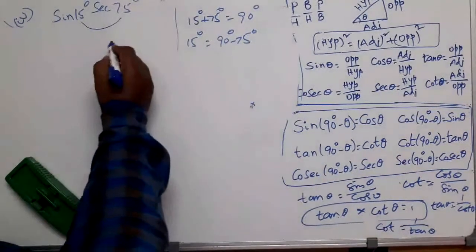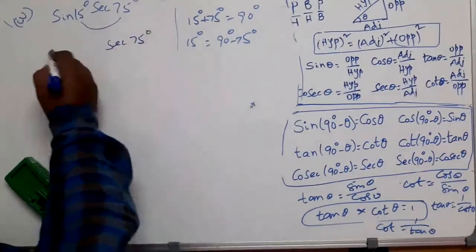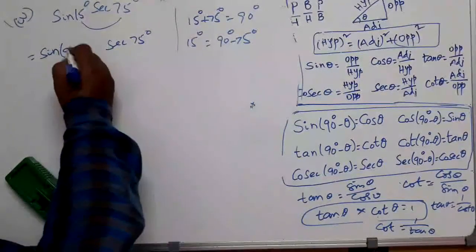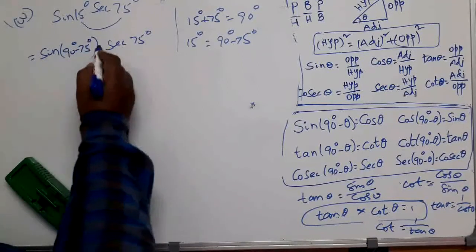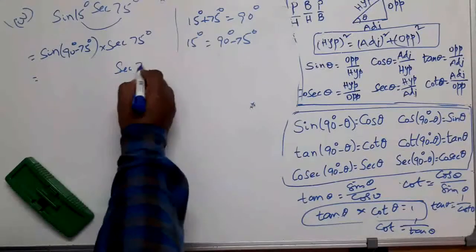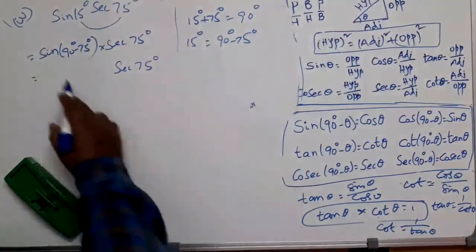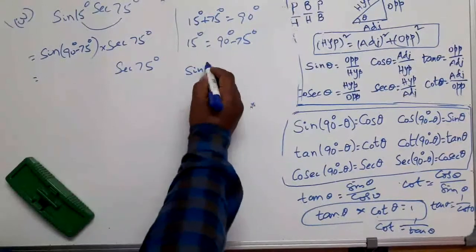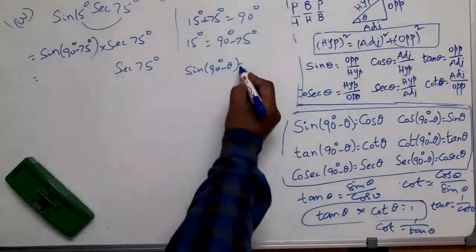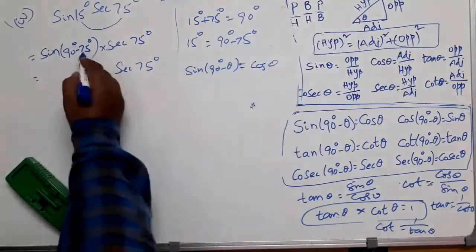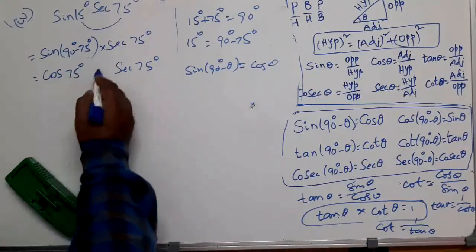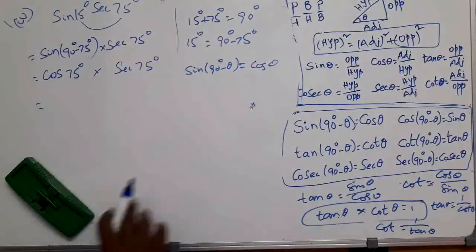So I am leaving the second term as it is, secant 75 degrees. I am converting the first term. So in the place of 15 degrees, I am writing 90 degrees minus 75 degrees, multiplied by secant 75 degrees, which is already there. Now this is of the form sine 90 degrees minus theta. Sine 90 degrees minus theta is cos theta. So I can write it as cos theta. In the place of theta, what do you have? 75 degrees. So this is cos 75 degrees multiplied by secant 75 degrees.